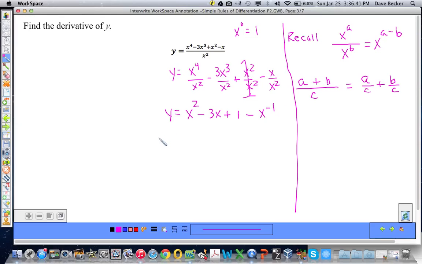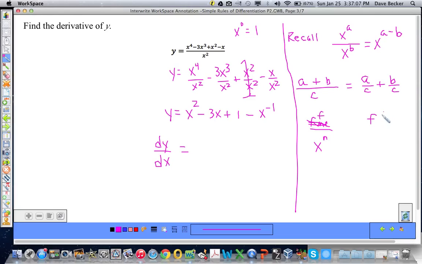So now, to find the derivative, I'll call it dy dx. I could have said y prime if I wanted to, remember. And then how to take the derivative: if the function is x to the n, then the derivative of the function, why don't we just call this f?